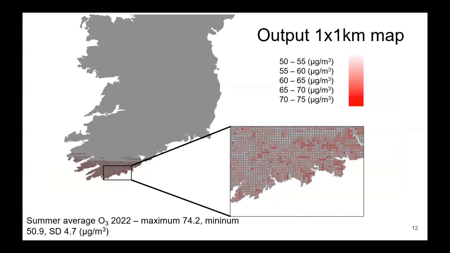I just mapped a small bit of it. I was hoping to have some more of this done, but putting the equation in on a 1 by 1 kilometer grid, we can see that it does give us an indication of the areas that will likely be higher in ozone concentrations and the areas that will be lower.